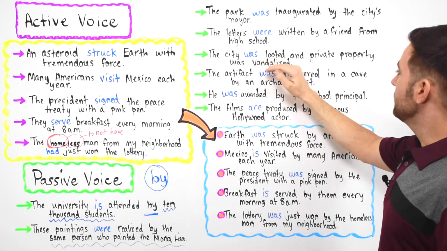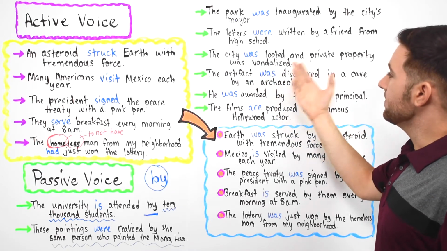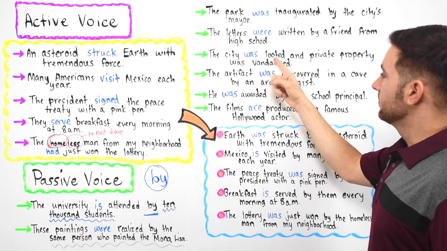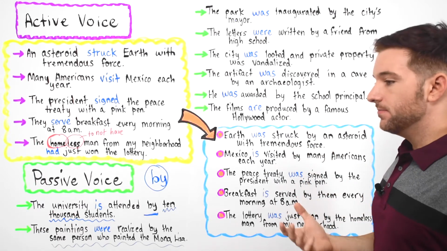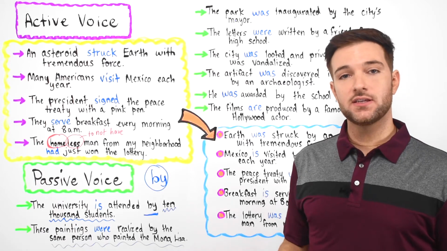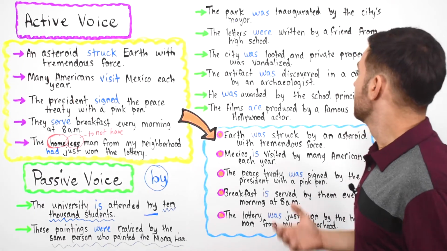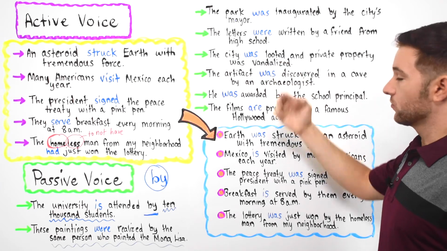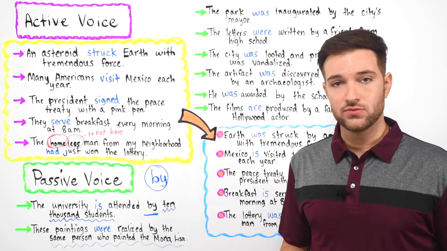The city was looted and private property was vandalized. Okay, so we're talking about something that happened to the city. It was looted. What does looted mean? It means when a lot of people or a group of people take things that don't belong to them. They steal things without paying money for them. They take them with force. And private property was vandalized. Vandalized means to be destroyed, to be desecrated, to be defaced.